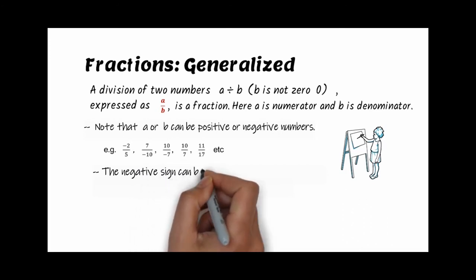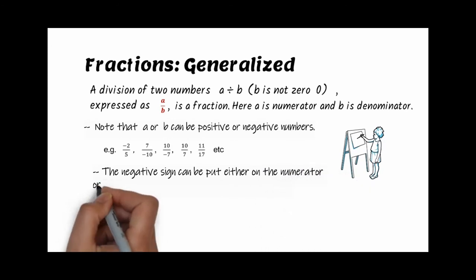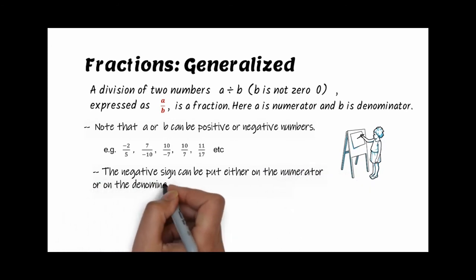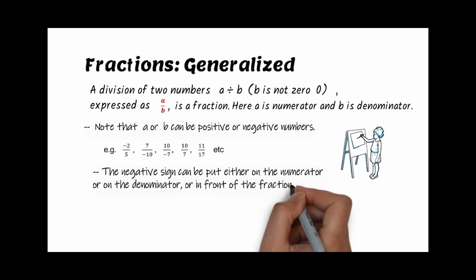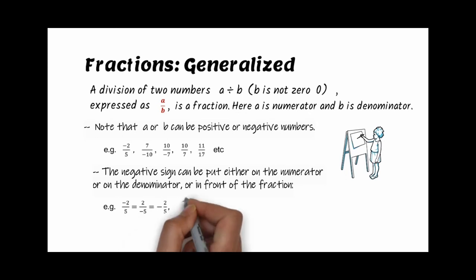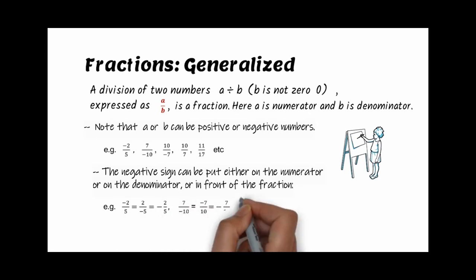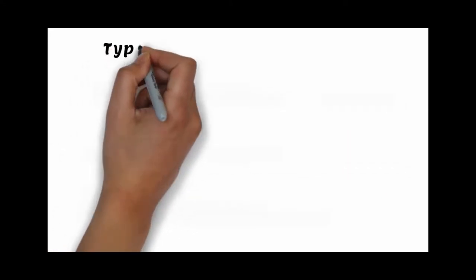Now, for the negative signs in some of the fractions you've seen in the examples above, they can be placed on the numerator, they can be placed on the denominator, or they can be placed in front of the fraction, and the values are all equivalent. For example, negative 2 over 5 is the same as 2 over negative 5, and the same as negative of 2 over 5. And 7 over negative 10 is the same as negative 7 over 10, and also equivalent to negative of 7 over 10.